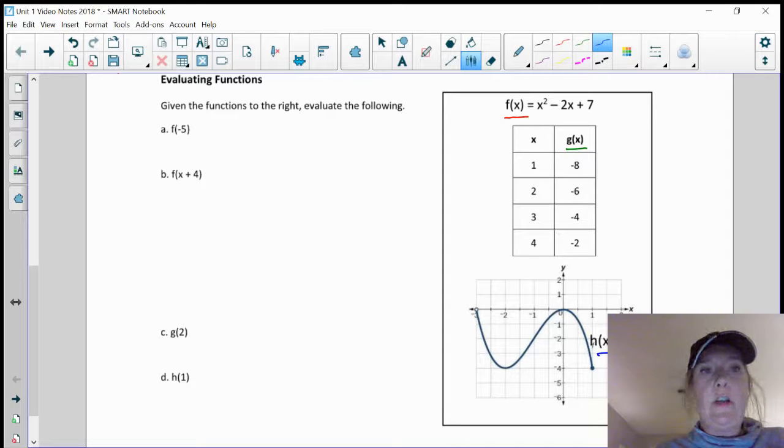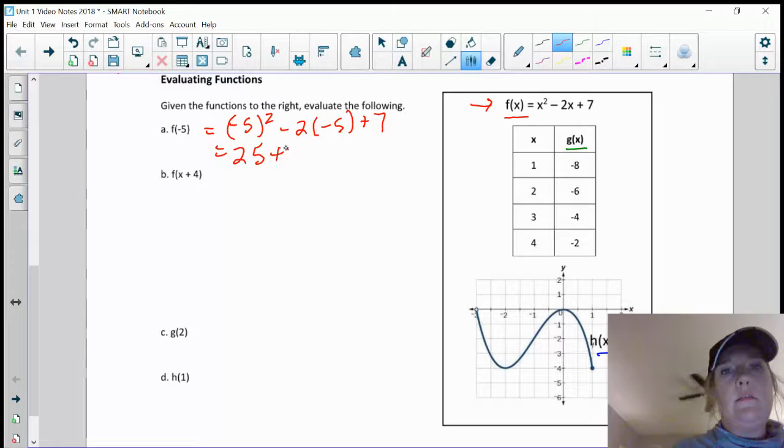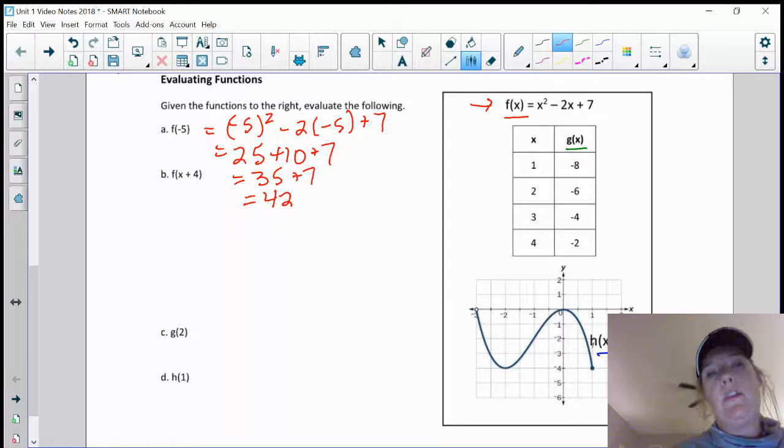So our first problem is finding f of -5. So I need to go to my f function, which is this equation, okay? So if I find f of -5, that's telling me wherever I see x, to replace it with -5. Okay, so now if I go to simplify this, my final answer would be 42, okay? Which means f of -5 is 42.